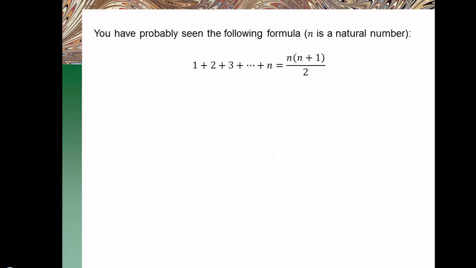You have probably seen this formula before. It's a formula for the sum of natural numbers from 1 through n, and n is any given natural number or integer. The formula says that if you add these numbers through n, then that can actually be computed or calculated as n times n plus 1 divided by 2.